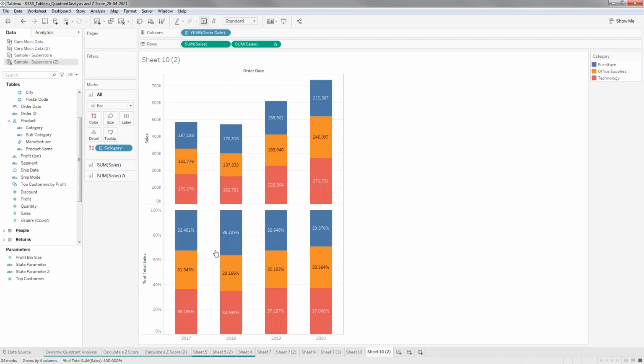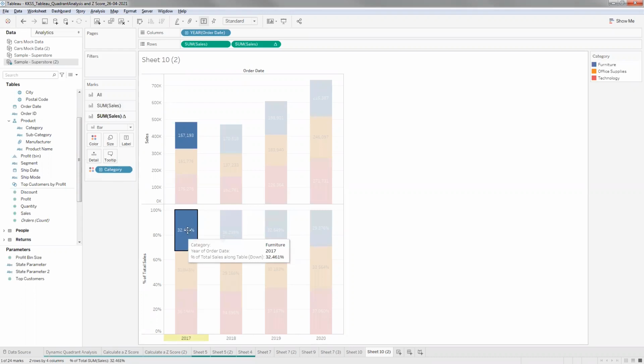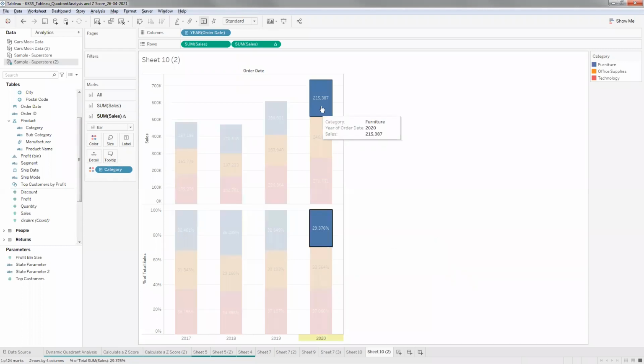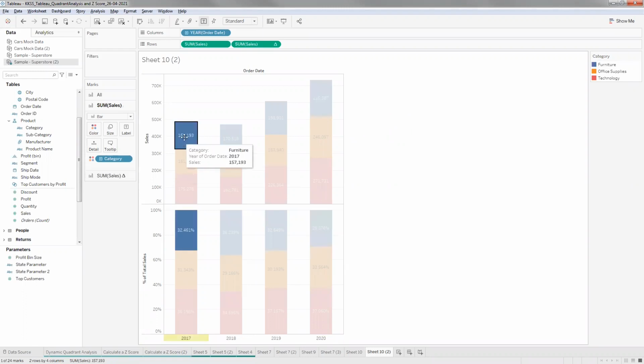If you notice one thing here, we are only getting relative differences. What I mean by that: this 32% reflects 157k sales in furniture. Now think of this one, which is 29%. Relatively, 29% is less than 32%, but the sales value is far more, 215k, when compared to 157k, which is represented as 32%.